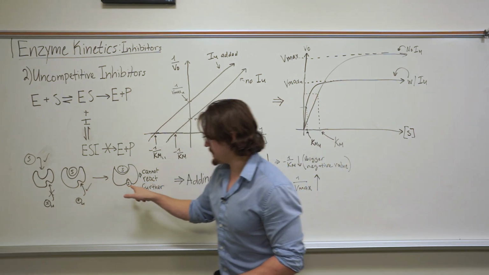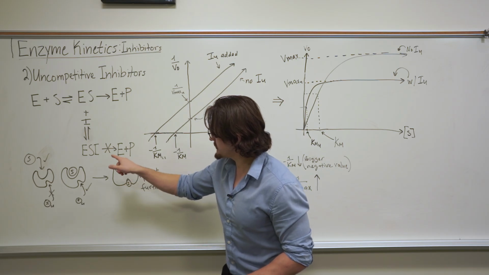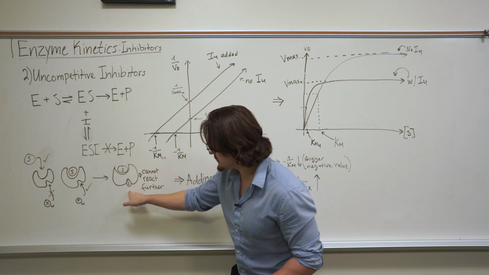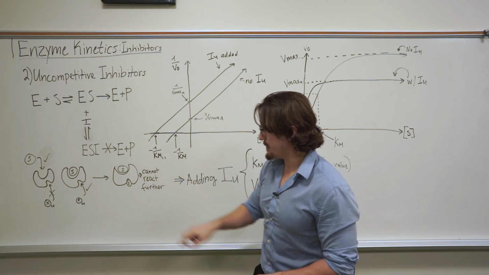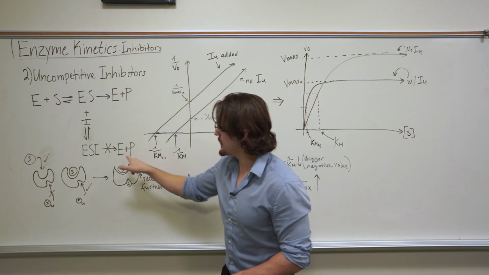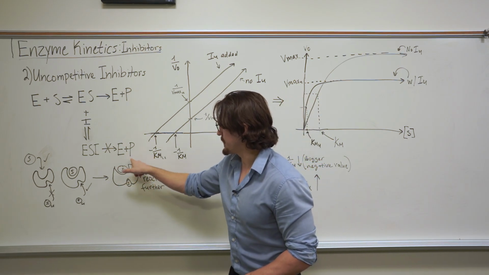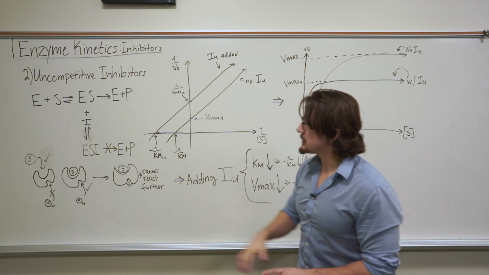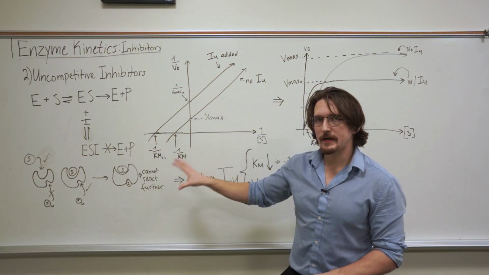And when that happens, it forms this complex of the enzyme plus the substrate plus the uncompetitive inhibitor. And this complex here cannot go any further. It cannot react to form the enzyme plus the product, okay? So now let's look at how this affects the kinetics.